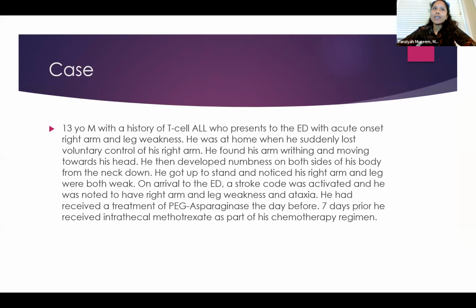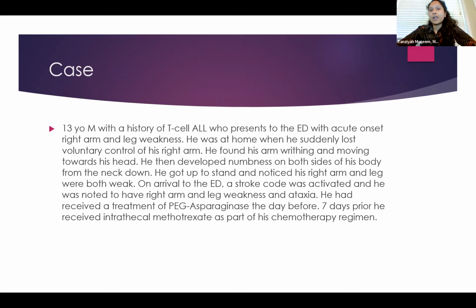He was at home when he suddenly lost voluntary control of his right arm. He found his arm writhing and moving towards his head. He then developed numbness on both sides of his body from the neck down. When he got up to stand, he noticed that his right arm and leg were both weak and then ended up coming to the emergency room. When he got there, he ended up having right arm and leg weakness as well as ataxia in both of those limbs on physical exam.